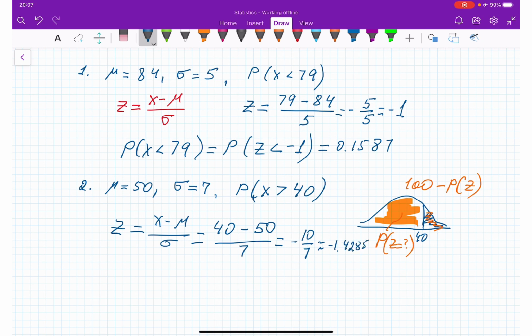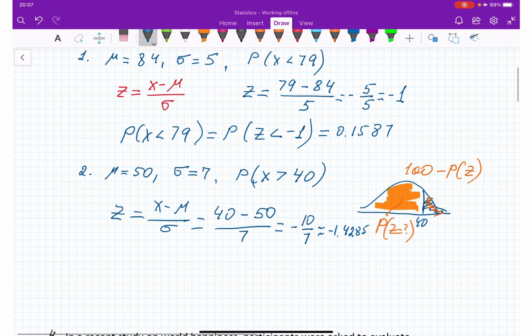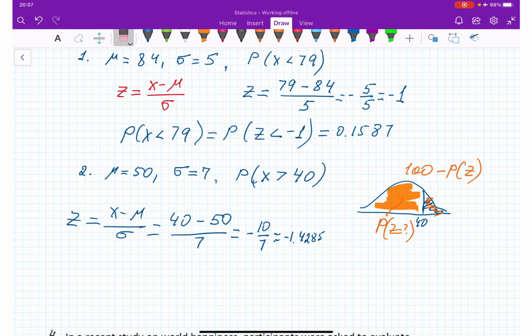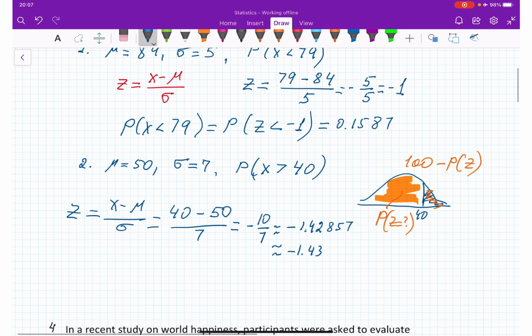1.4285, but since the z-score is usually represented by a whole number and 2 decimals, I'm going to round to 2 decimals. Let me rewrite this. Negative 1.42857. So with a clean conscience, I can put it approximately equal to negative 1.43. So the z-score is equal to negative 1.43. Okay?